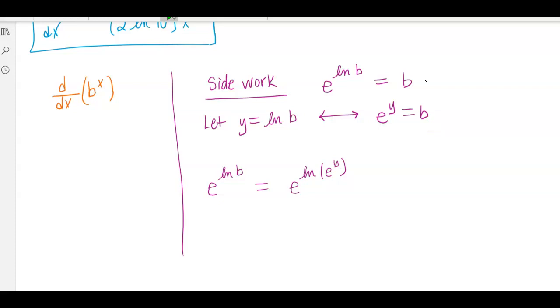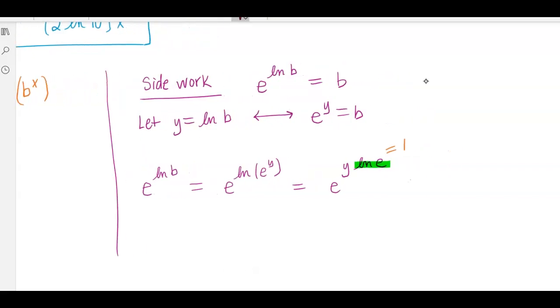And we have a rule with logs that when we're taking the log of something that has an exponent inside the parentheses, we can bring that exponent down to the front. That's one of the properties of logarithms. So I'll bring the y down into the front. So I've got y times natural log of e. Now, natural log and e are inverses of one another, so this right here is equal to 1. So what I have now is just e to the y, and looking back here, that's equal to b.